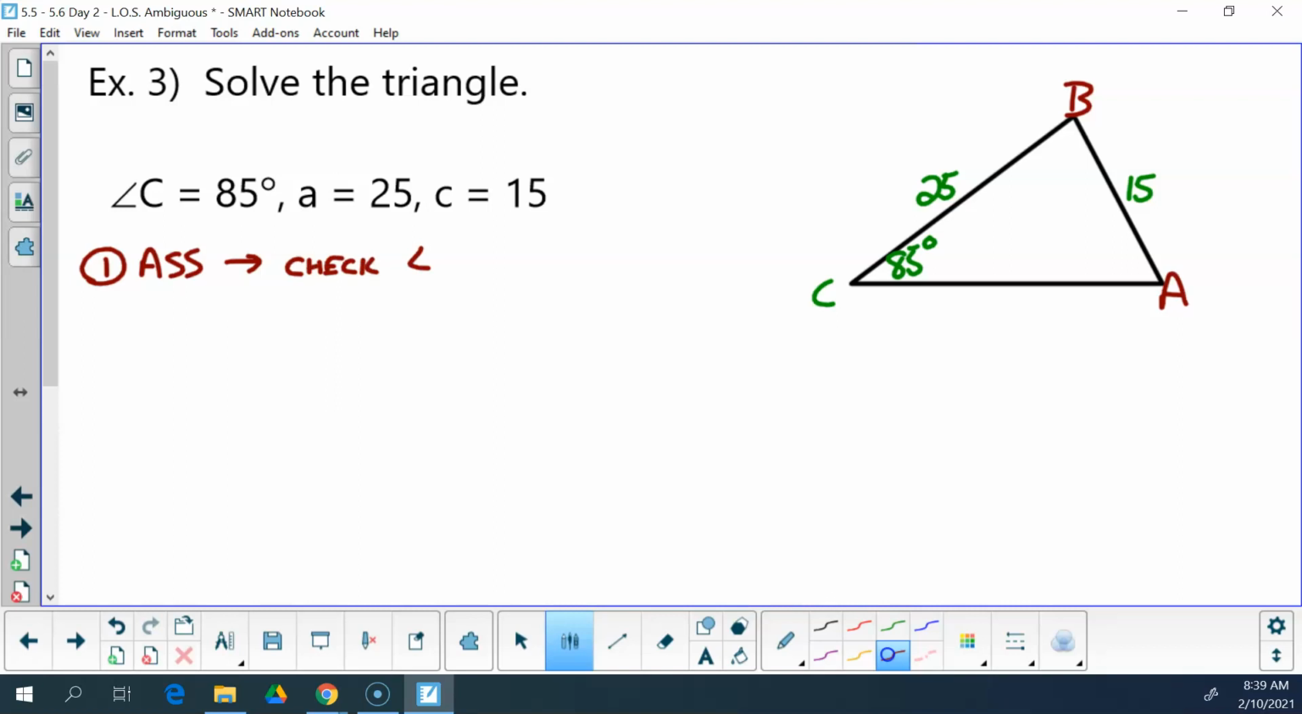Do we have an acute angle? Yes or no? Yeah, because it's less than 90, right? So then we have to check opposite and adjacent. Which one is bigger? The adjacent side is bigger. So when we were in the acute angle case, with the adjacent side being bigger, what did we have to do?